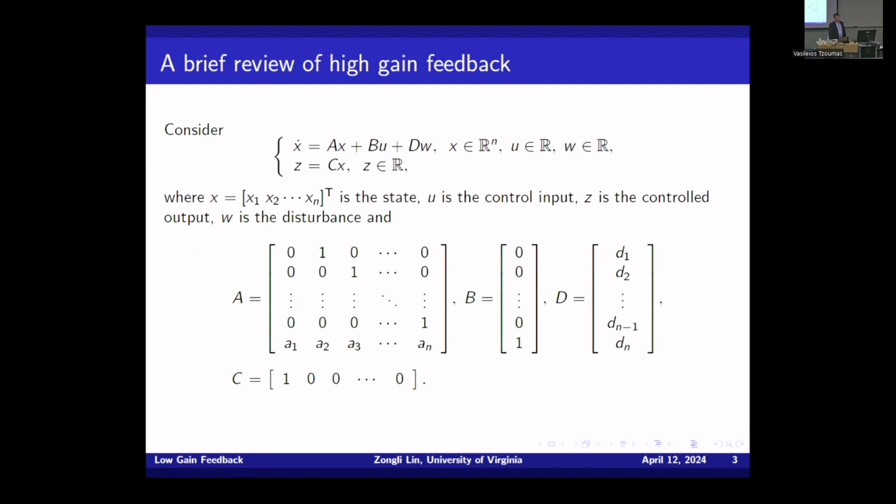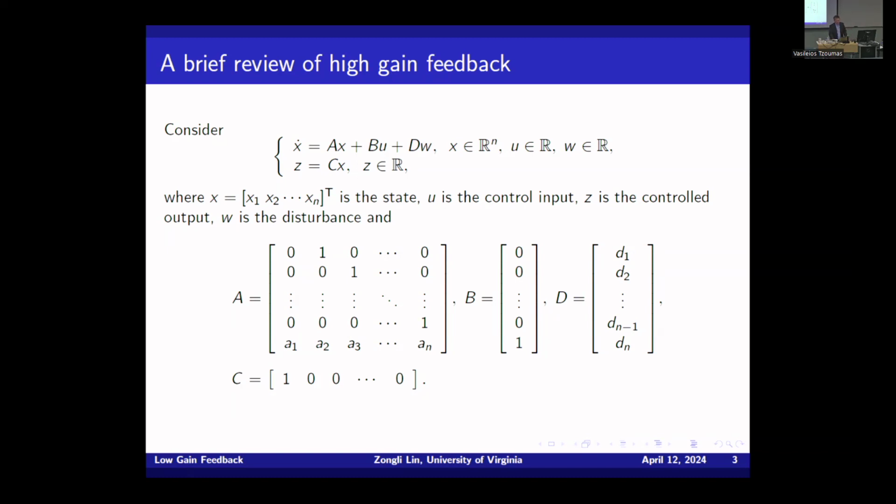And here's a brief review of high-gain feedback. We look at this linear system, right? So x dot equals Ax plus Bu in state space, and there's this disturbance here, D times w, and the output z equals C times x, right? And I assume A and B to be in this particular form, and this form is without loss of generality, right? Because any controllable pair can be transformed into this A, B form, is that right?